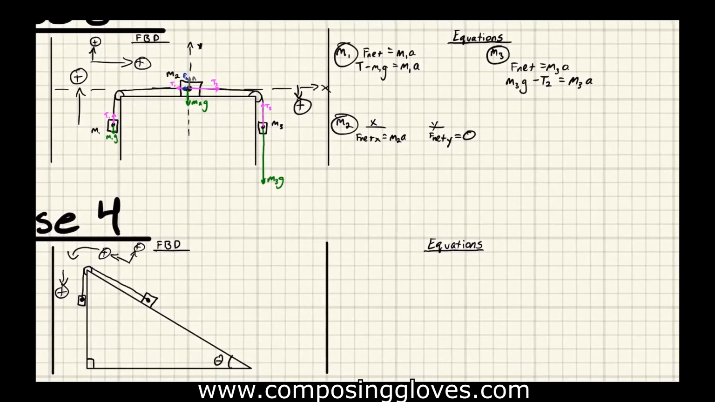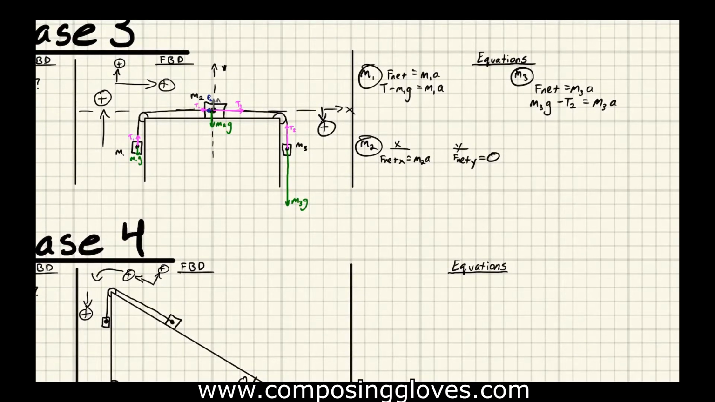And then M2, this is where things get a little fun. On our x-axis, we have tension, we have friction, and we have another tension. So this is quite interesting. Positive is this way, so it's going to be tension 2, because that's going in the positive direction, minus tension 1, minus our force of friction. That's going to equal M2A. And then for our y-axis, that's balanced out. We have our normal force and our force of weight going downwards. So it's going to be N, because up is defined as positive, so our N's positive, minus M2G equal to 0. And that's it.